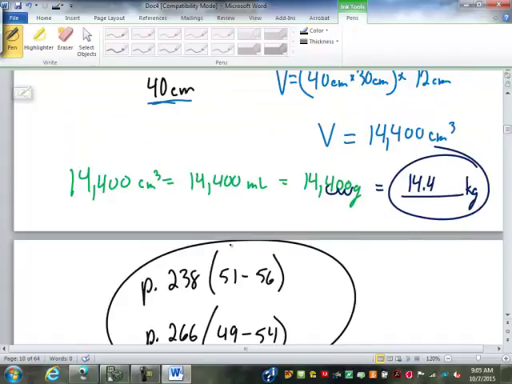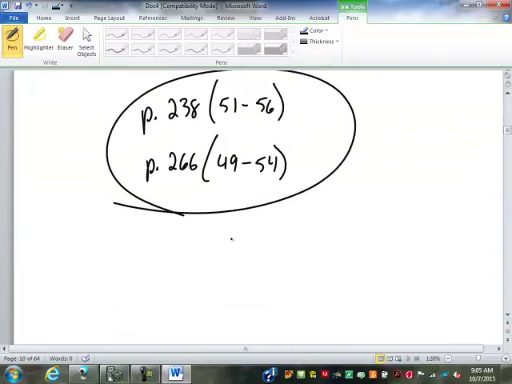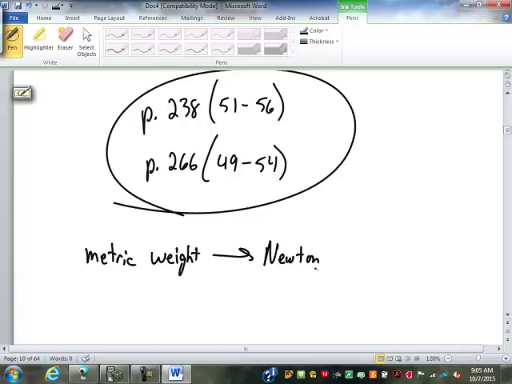By the way, in the metric system, there is a unit of weight. The unit of weight in the metric system is the Newton. If you had chemistry or physics, you probably heard of a Newton. May not have heard of the slug. 1 kilogram of mass has a weight of 9.8 newtons. Now, we're not going to deal with newtons, but just so you know, they're out there. So there is a unit of weight.